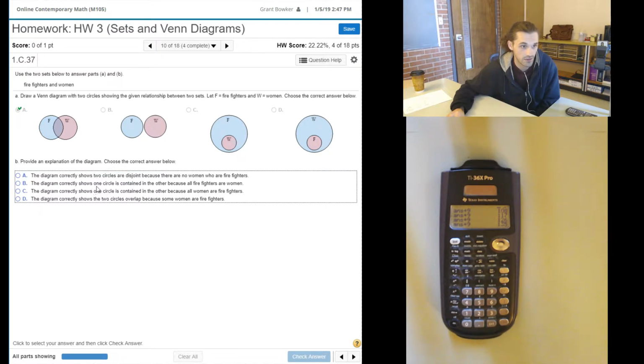B: The diagram correctly shows one circle is contained in the other because all firefighters are women. Nope. C: The diagram correctly shows one circle is contained in the other because all women are firefighters. Nope. D: The diagram correctly shows two circles overlap because some women are firefighters. Yes. Some women are firefighters, represented here. The women that are firefighters would be this overlap between the two sets. So to be in this overlap means you are both a firefighter and a woman.